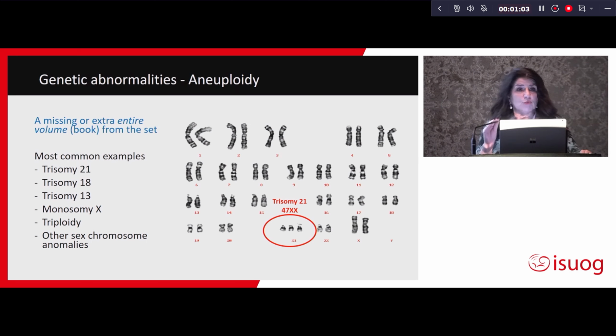The commonest being aneuploidy, where there's an abnormal number of books. There might be a missing book or an extra book. And the one we know most commonly is trisomy 21, but for example, you can get 18, 13, monosomy X, triploidy, or other sex chromosome abnormalities.